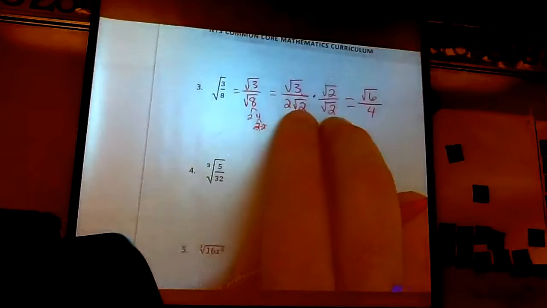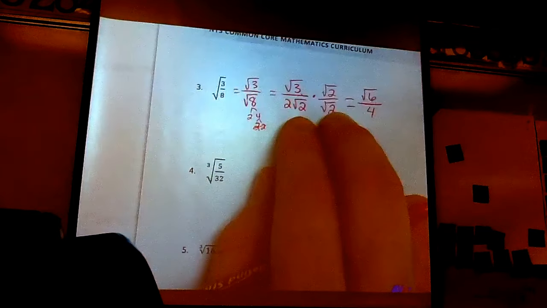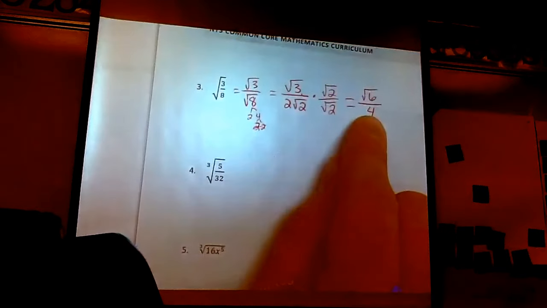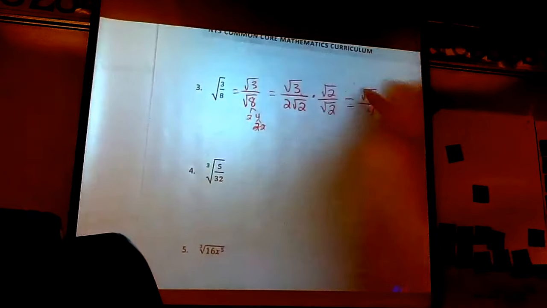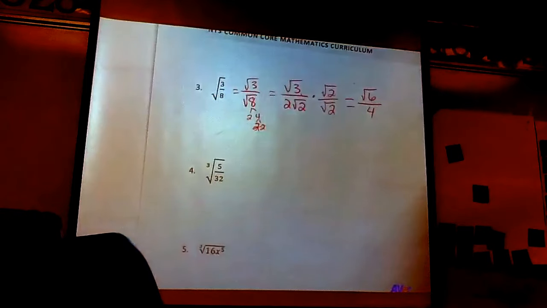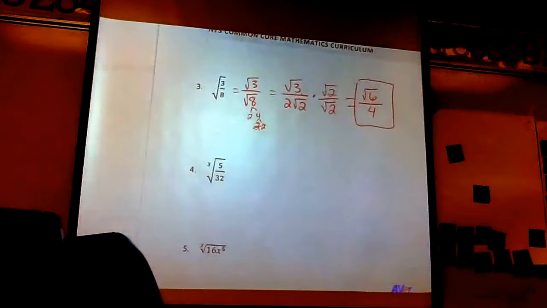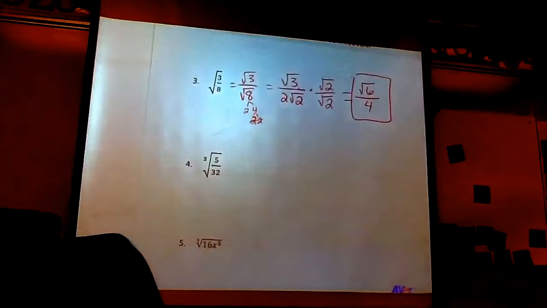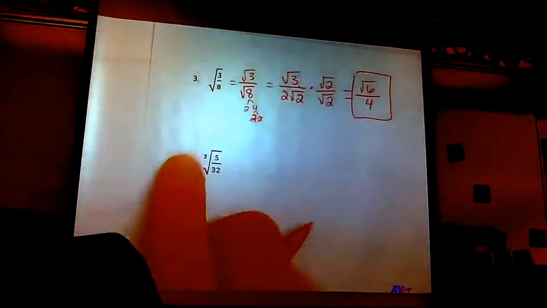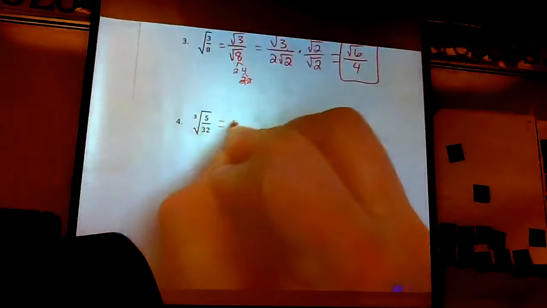So yeah, the square root of 2 times square root of 2 is the square root of 4, or just 2. And then 2 times 2 is 4. Can you do anything with that? No, you can't do anything. Put a box around it so you know it's the answer. Yep, that's it. Third root is a lot trickier. Leave the 5 alone.